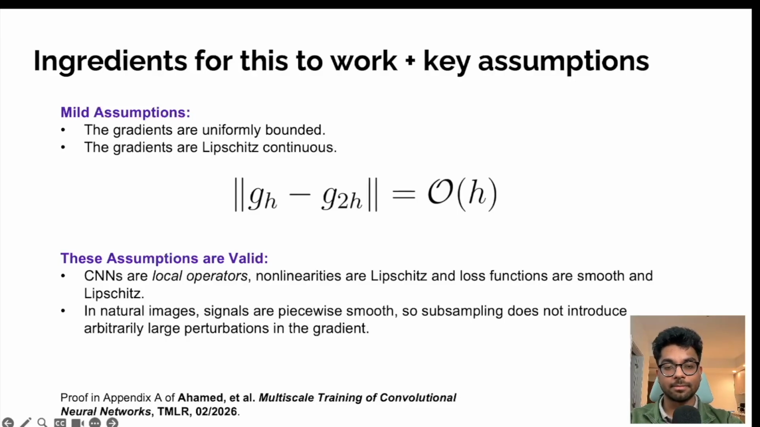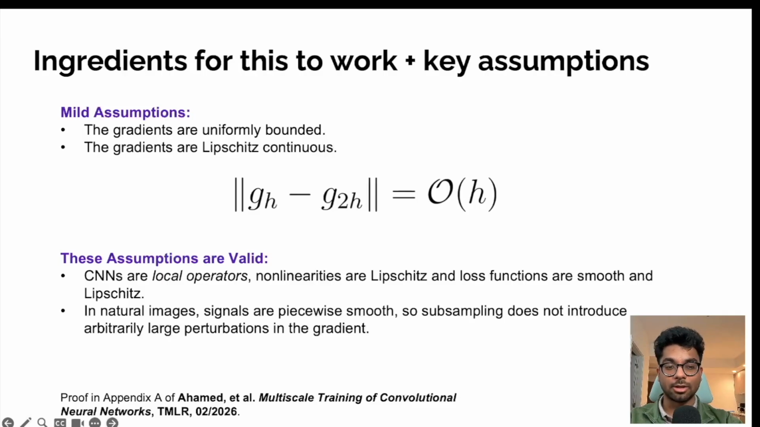this slide. And furthermore, these assumptions are natural for convolutional neural networks applied to image restoration problems. That is because convolutions are local operators, nonlinearities are Lipschitz continuous, and loss functions that we use in our work are smooth and Lipschitz as well.